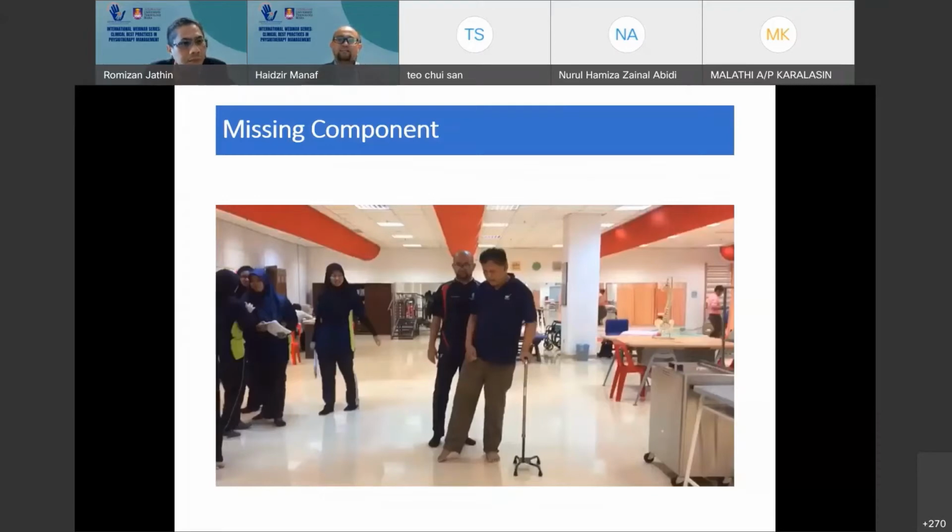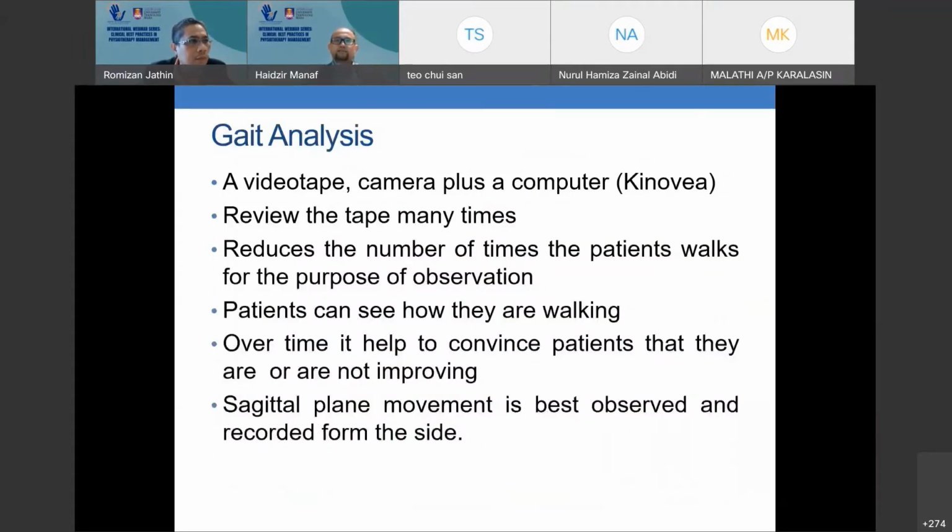So okay, this is some of the missing components that I explained previously. In the next slide, I will talk about how to analyze the gait. The normal observational gait analysis that we do in the clinical setup is by observing with our eyes. We ask the patient to walk a few times in order to capture what the missing components are related to the patient. Currently, with new technology, the simple one, we can use our own handphone.